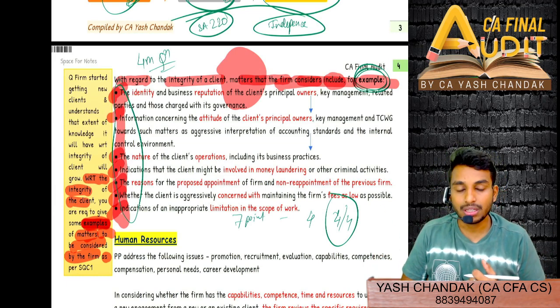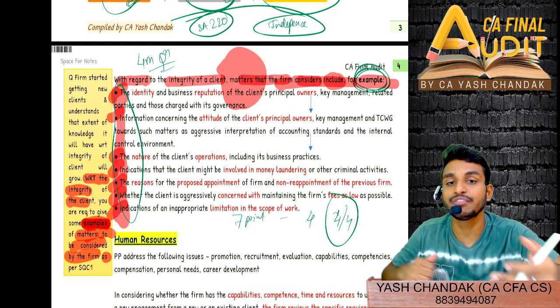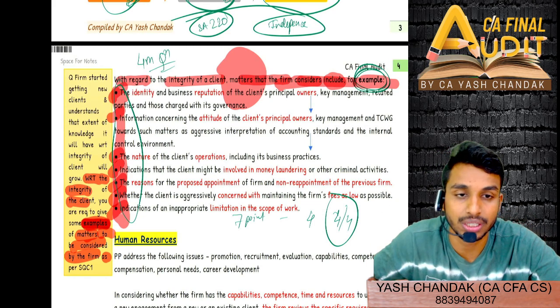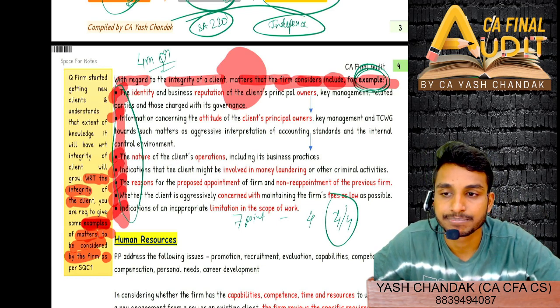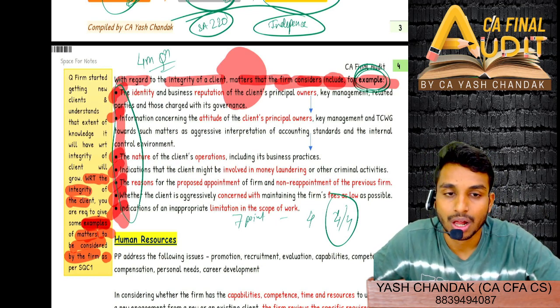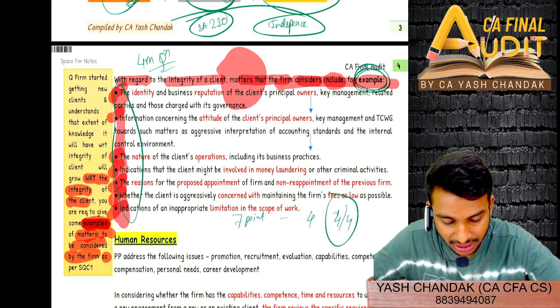But you have to mention the 4 points from these 7 points only, not something from your own imagination. Clear? So the question, are we clear?